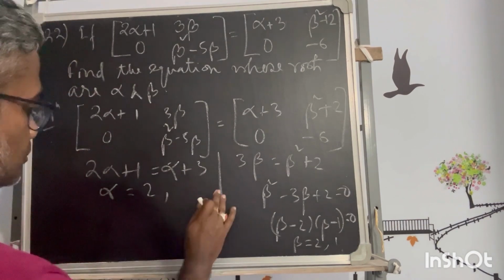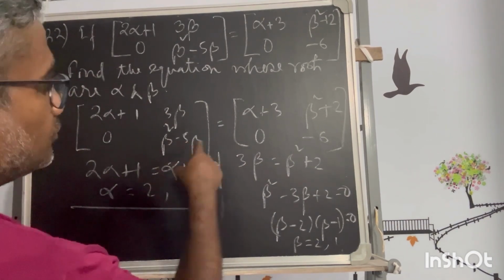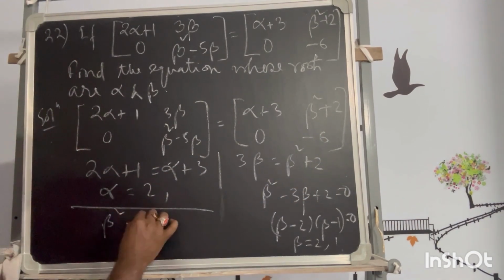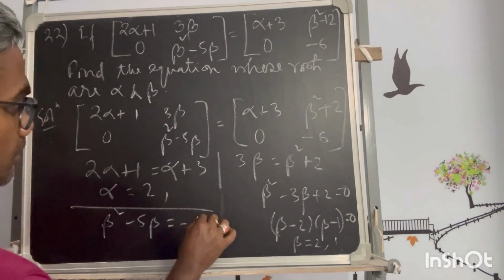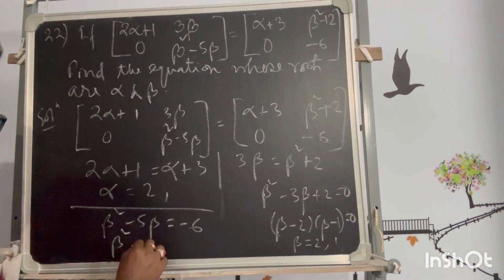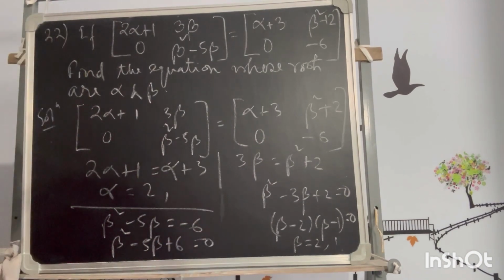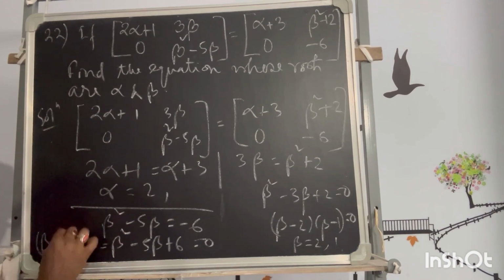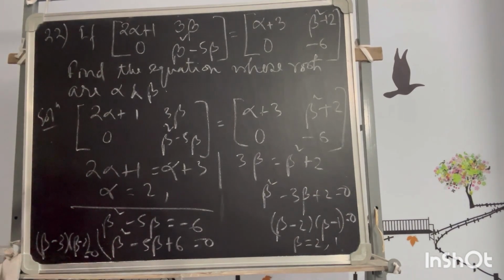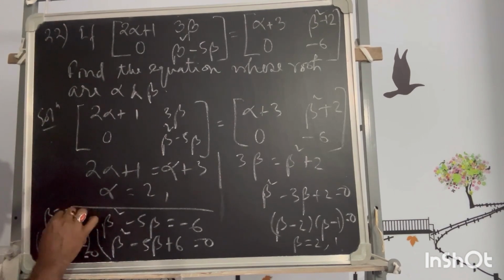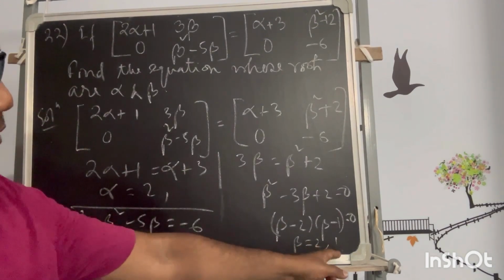Now let me show you. As I said, if you equalize this also, you will get the same answer, minus 6. So beta square minus 5 beta plus 6 is equal to 0. This is beta minus 3, beta minus 2 is equal to 0. Now you are getting a different value here. So beta value here is 3 and 2. Here you are getting 2 and 1.